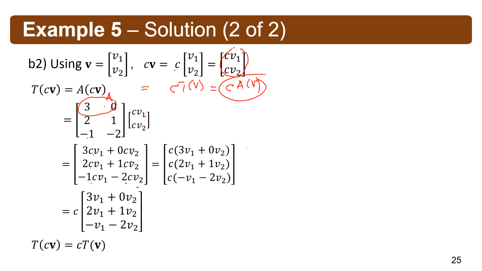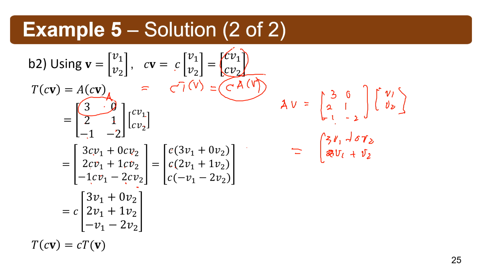When we apply this A to V, that is 3, 0, 2, 1, negative 1, negative 2, multiplied to V1, V2. So that is 3 times V1 plus 0 V2. Then we have 2V1 plus V2 and 1V1 minus 2V2.